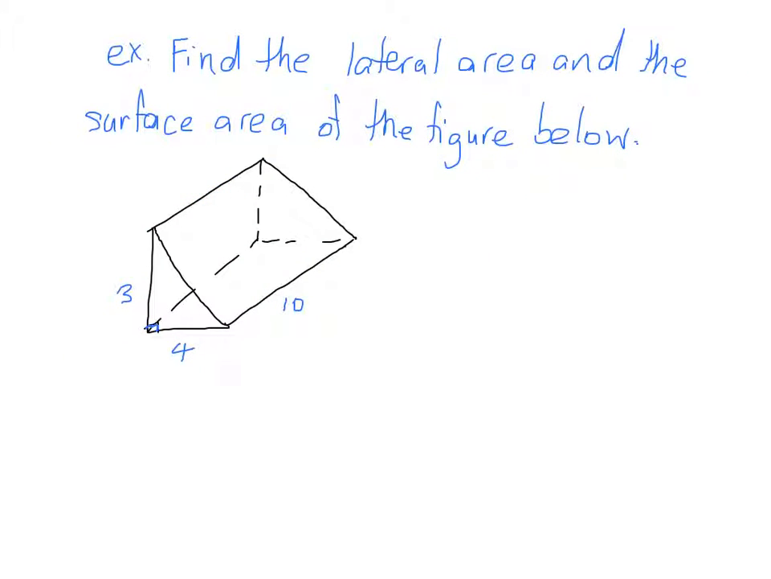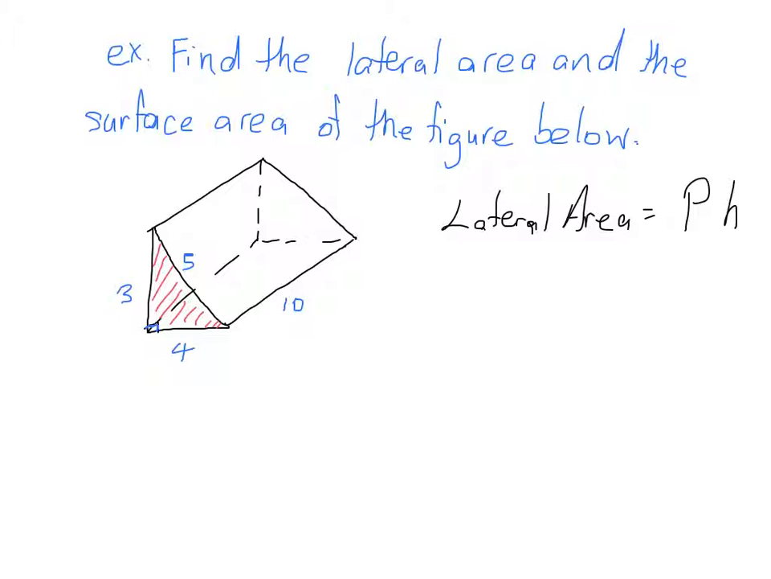Here we have a triangular prism, and we want the lateral area and the surface area. The lateral area will be equal to the perimeter times the height. When we're referring to the perimeter, we're referring to the perimeter of the base shape, and that base shape here is a triangle. Our triangle has a 3 and a 4 as its legs, and we need the hypotenuse to figure out the perimeter. Fortunately, it is a 3, 4, 5 triangle because the legs are 3 and 4.